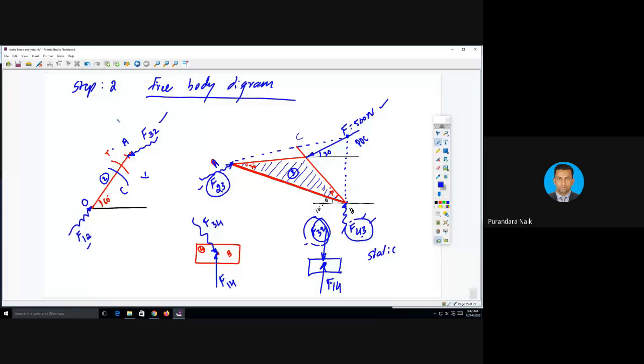Understood? So I have explained how to solve this problem. Shall we start?